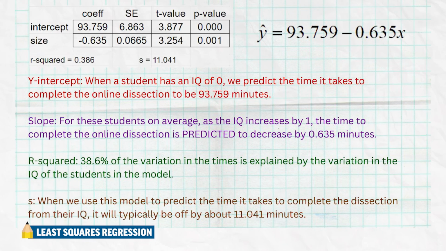So for every 1 square foot that a house gets bigger, we would predict the price of that house to increase by about $106. Next up, we have the R squared. Remember, we typically turn R squared into a percentage, so it's about 87%.